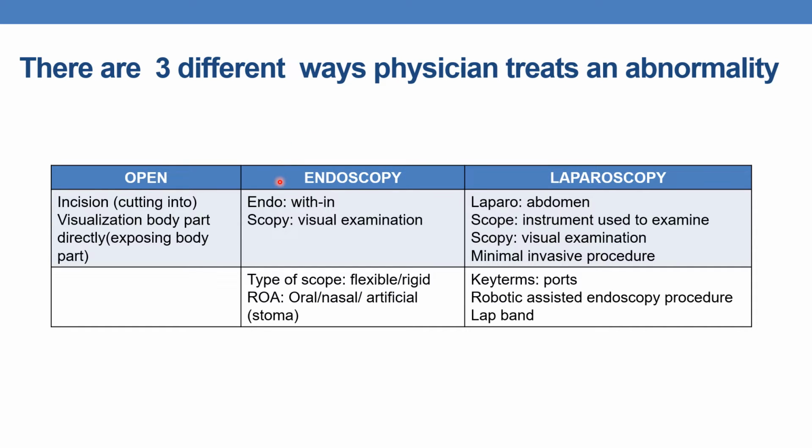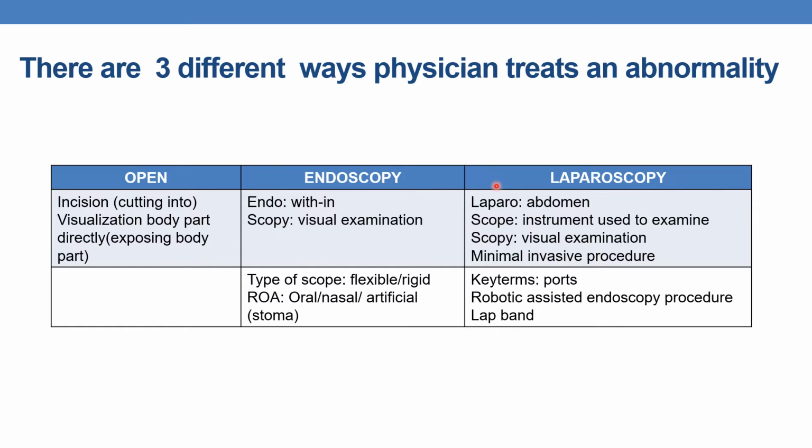Next, coming to endoscopy. Endo means within, scopy is visual examination. Whenever we code endoscopy, you need to take into consideration the type of scope, whether it is flexible or rigid, and the route of administration, whether it is oral, nasal, or through an artificial opening, that is stoma.